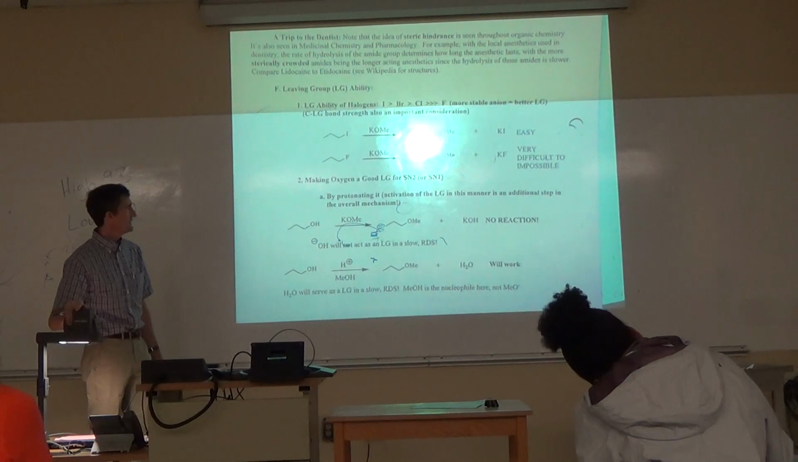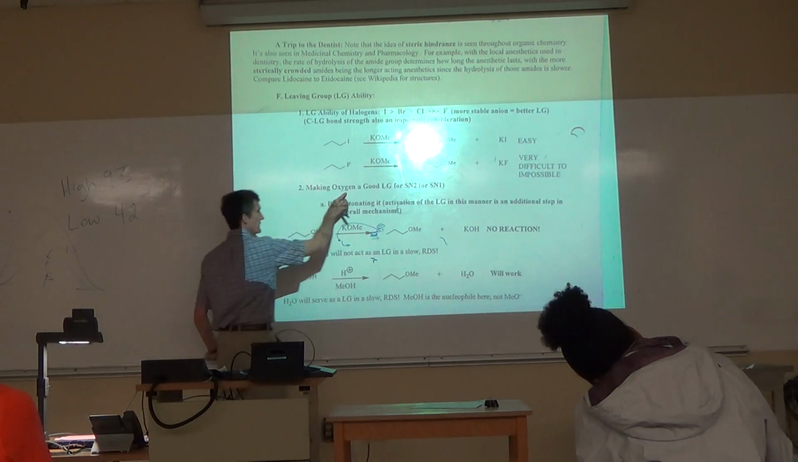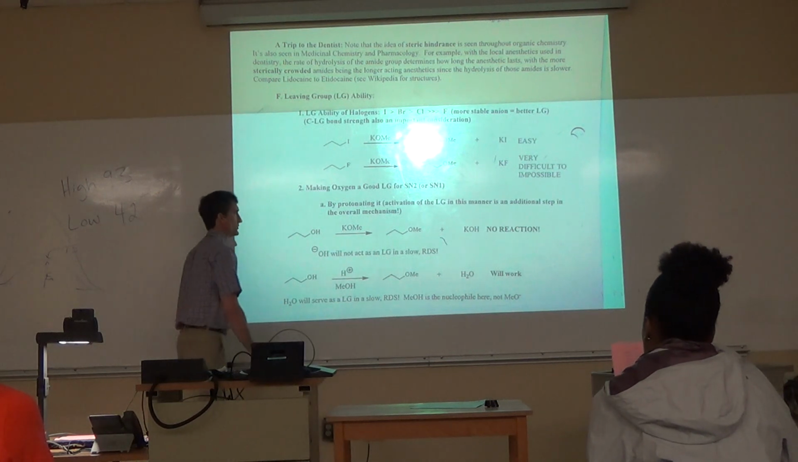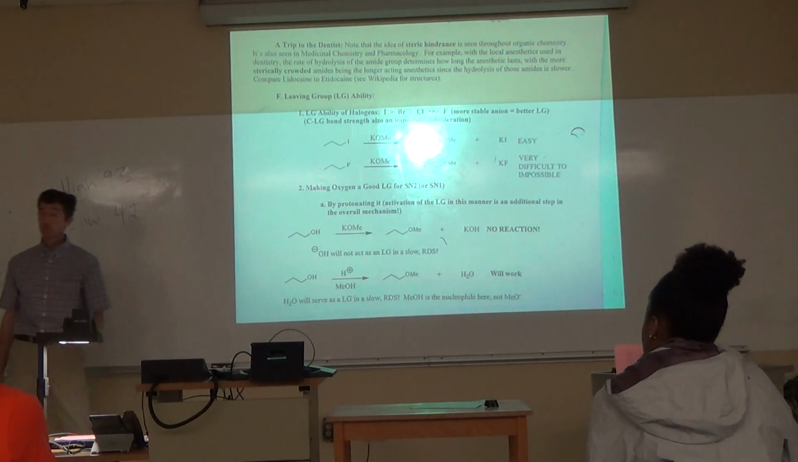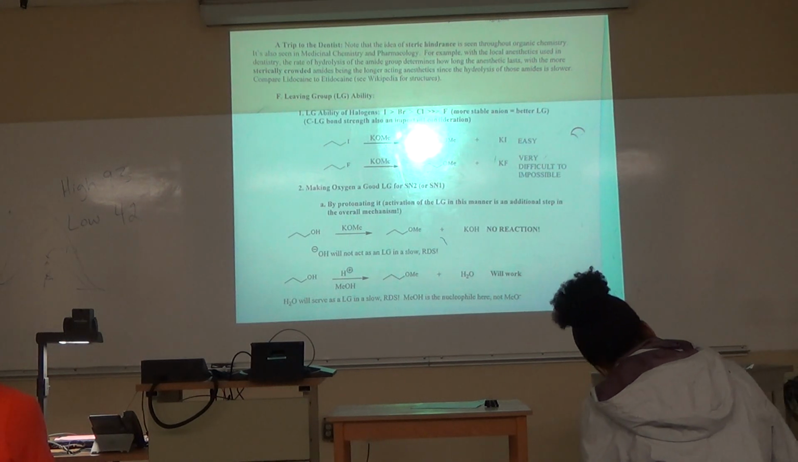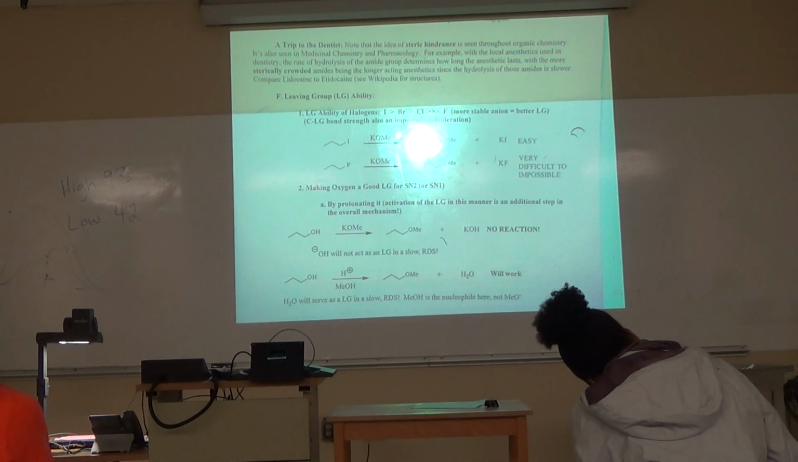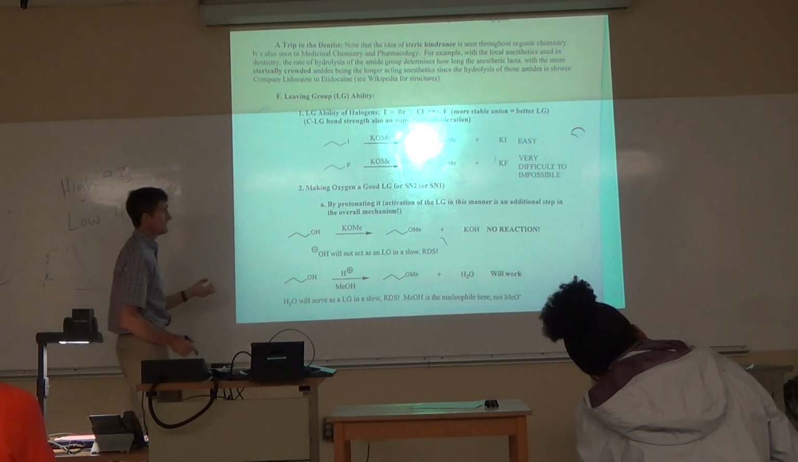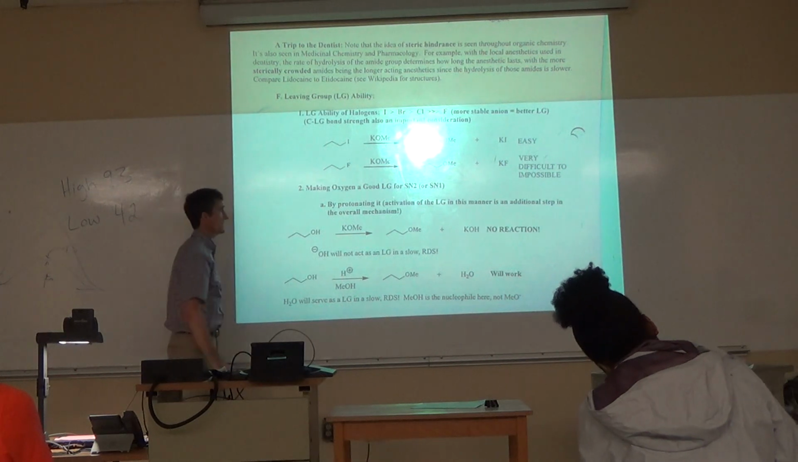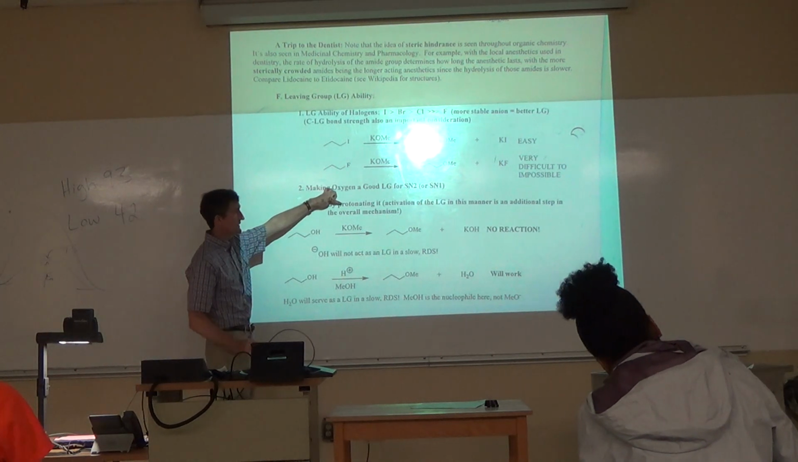Can other atoms be leaving groups? Can we make an oxygen a leaving group? Here's the start. A neutral oxygen is not a good leaving group for these reactions. It's actually worse than F. The question is really, can we make oxygen a better leaving group? And we can. There's a couple of ways. First way is by protonating it.